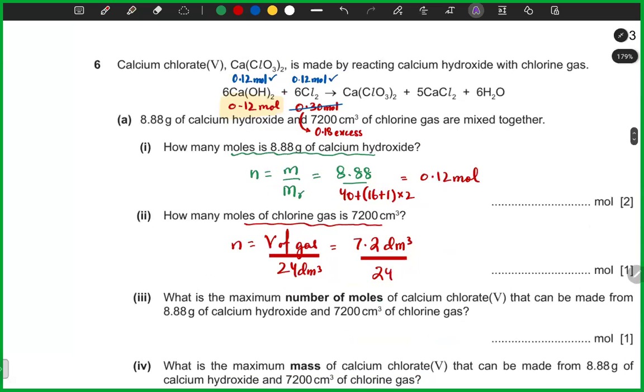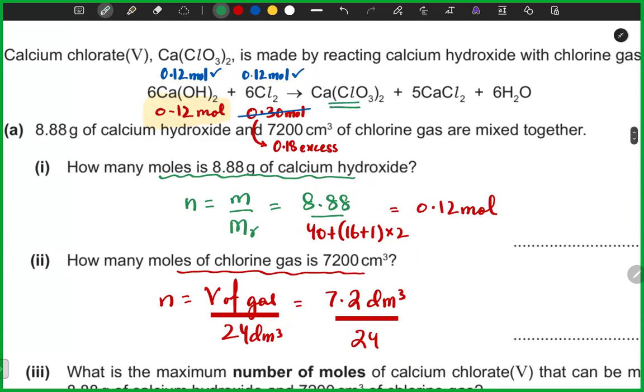So now the question states, what is the maximum number of moles of calcium chlorate, which is this thing, Ca(ClO3)2? So we have to find the maximum moles of this, right? Since we figured out that this is the limiting reagent, you have to use the moles of calcium hydroxide, 0.12. Now the ratio is 6:1. So how did I tell you? You take 0.12, divide that by 6, and then multiply by 1. 6:1 simply means this is going to be 6 times less. So 0.12 divided by 6 and times 1. What do we get?